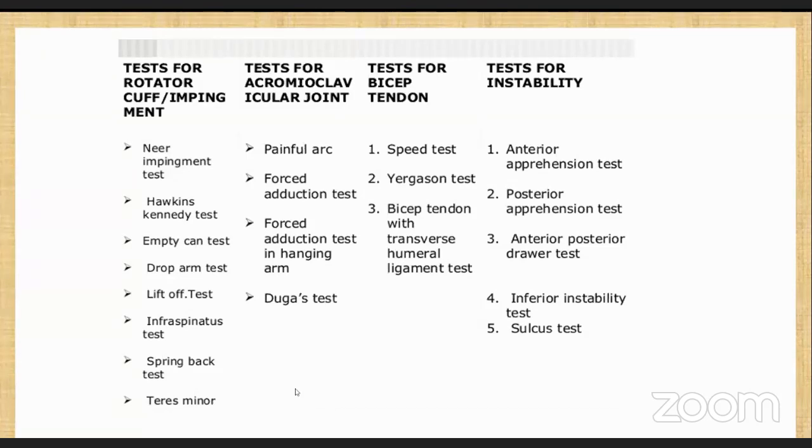Acromioclavicular joint, you need to assess the lateral end of the clavicle. Instability is a very different thing. So anterior apprehension, anterior posterior drawer test. We are lucky. Now the tests for instability have been reduced to just a chosen few. In my time, there were at least 25 or 50 tests for shoulder instability, and we were expected to know them. We didn't manage to do that somehow.